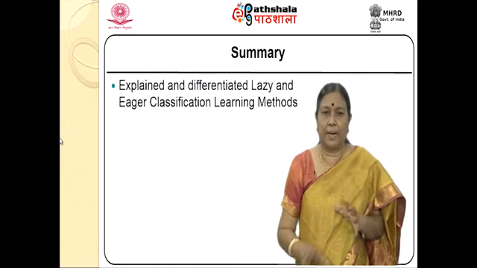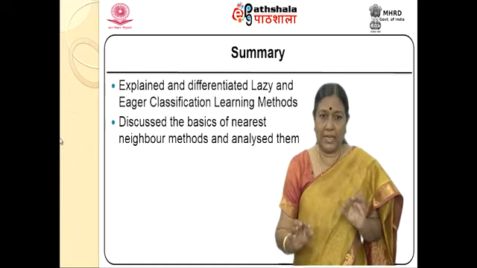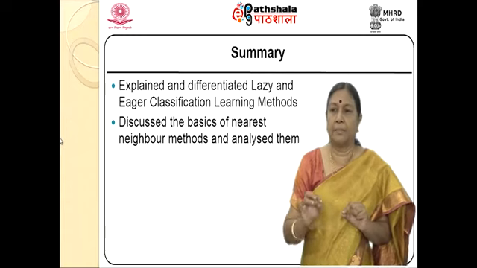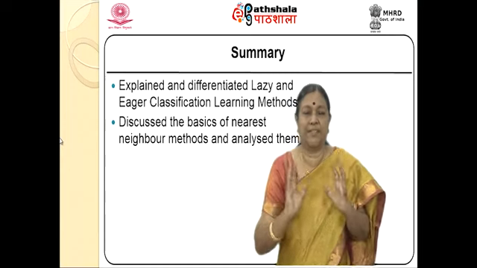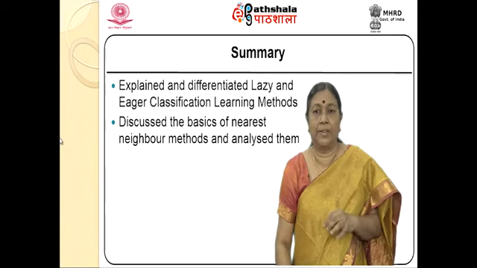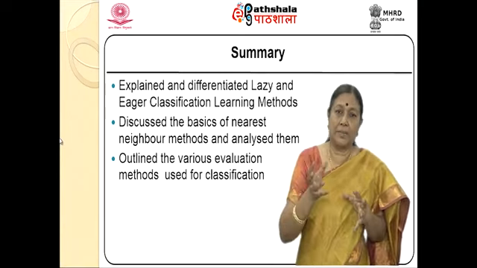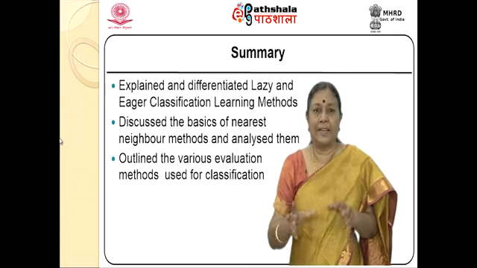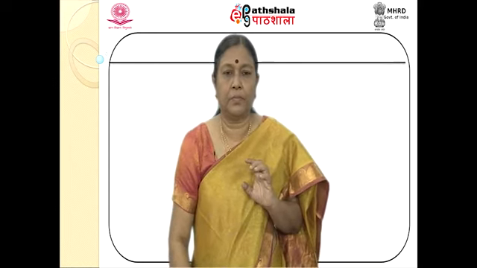So, we have explained and differentiated lazy and eager classification learning methods. We have only discussed the basics of nearest neighbor methods and analyzed them. We have not gone into a special algorithm; we just defined nearest neighbors in general. This is actually a lazy learning method. We have not looked at any eager learning classification methods. And then we looked at evaluation methods and evaluation measures. Some of the evaluation measures are specific to eager learning methods, and there are others that are general also. We looked at both in this particular module. Thank you.